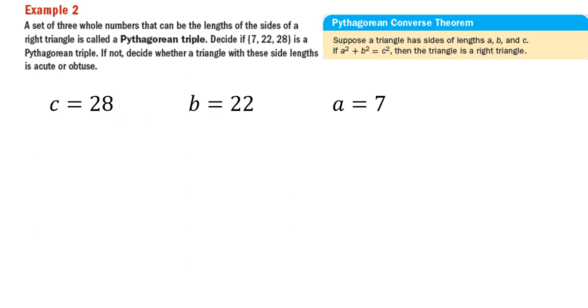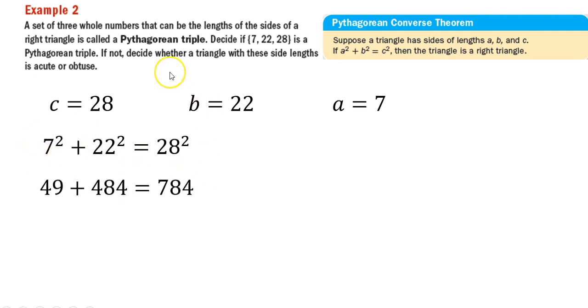So let's plug these into the Pythagorean theorem. 7 squared plus 22 squared will need to be equal to 28 squared, again, if these are side lengths of a right triangle. Do our exponents here: 7 squared is 49, 22 squared is 484, and 28 squared is 784. Then we add 49 plus 484, and we get 533, and that is not equal to 784.